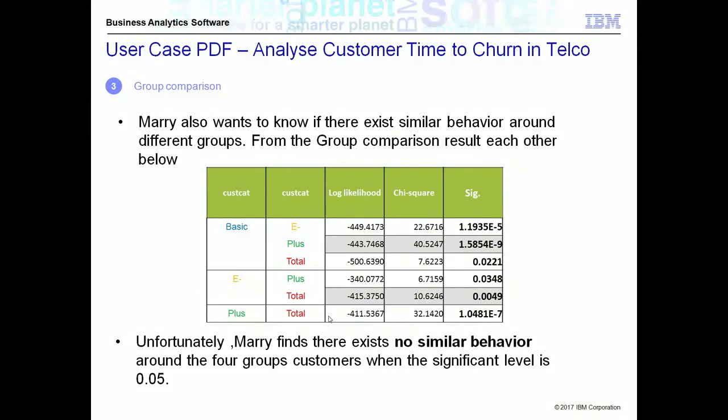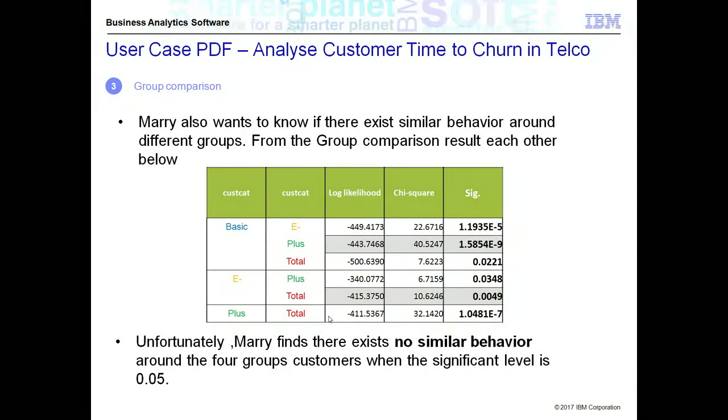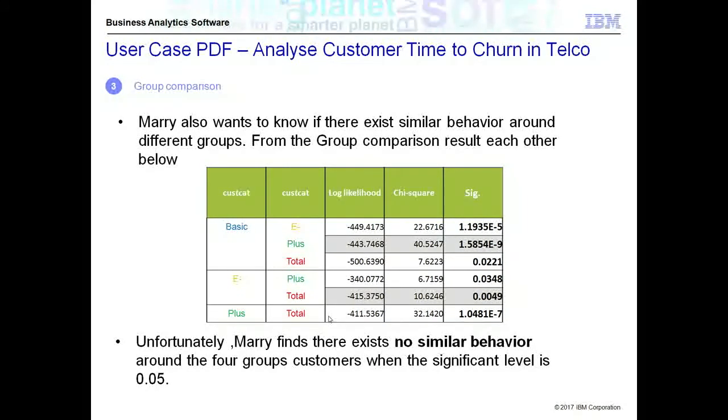At last, Mary also wants to know if there exists similar behavior among different groups. From the group comparison result, in the table, the significance values are shown and they are all less than 0.05. So the conclusion is that there exists no similar behavior among the 4 customer groups when the significance level is 0.05. It means no same actions can be taken for 2 different customer groups. Mary needs to make a different plan to retain customers for different groups.